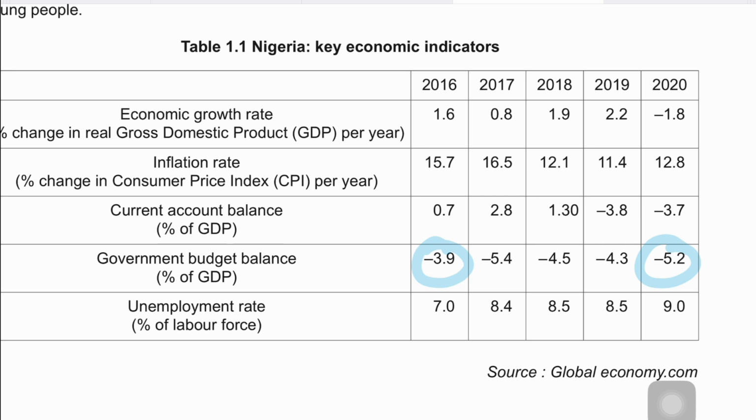So what you will write is that there's no definition, nothing at all. One line answer, only one line answer, that between 2016 and 2020, we can see that the budget deficit has increased, right? If you want, you can say from a negative 3.9% to a negative 5.2%, and that is it. It was a deficit in both the years, and the deficit has increased, and that's the end of story.